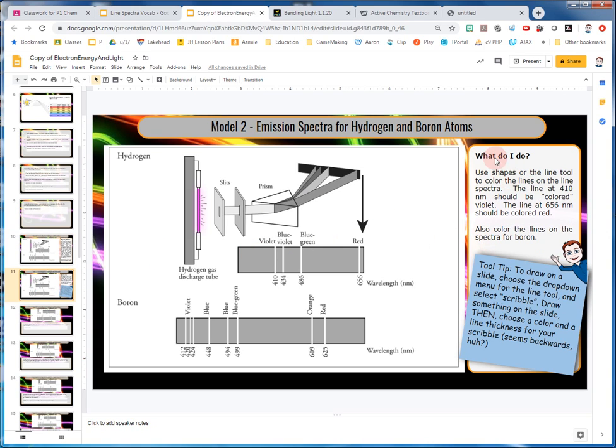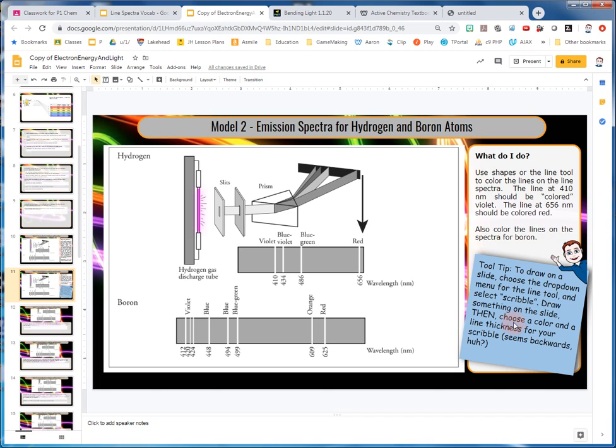Alright, what do I do? Use shapes or the line tool to color the lines on the line spectra. The line at 410 nanometers should be colored violet. The line at 656 nanometers should be colored red. Alright, a couple ways you could have done this.